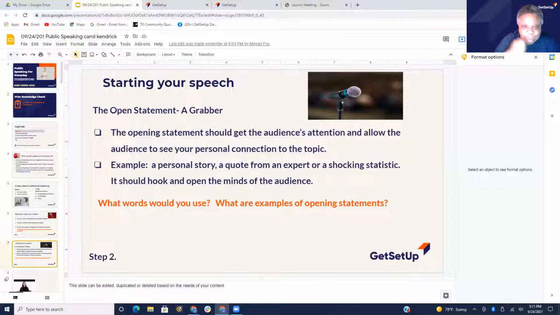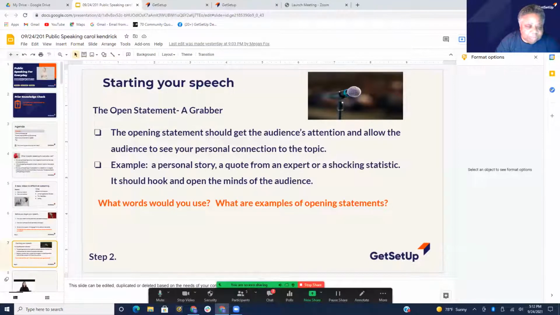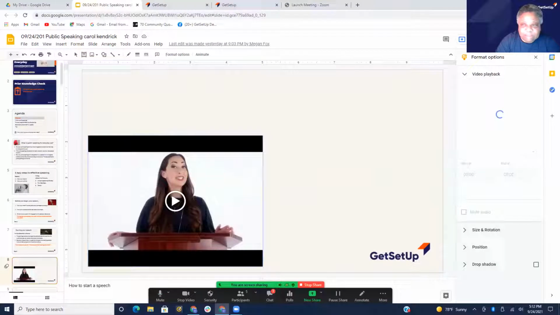Examples to open: a personal story, a quote from an expert, or a shocking statistic. Did you know that an infant dies every 3 minutes, a premature baby? That's a statistic. And people will kind of perk up to that. Or a personal story. It should hook and open the minds of the audience. It should have them start to think about what you are saying. What words would you use? What are the examples of opening statements? I'm going to show you some examples right now, and then we'll stop after.